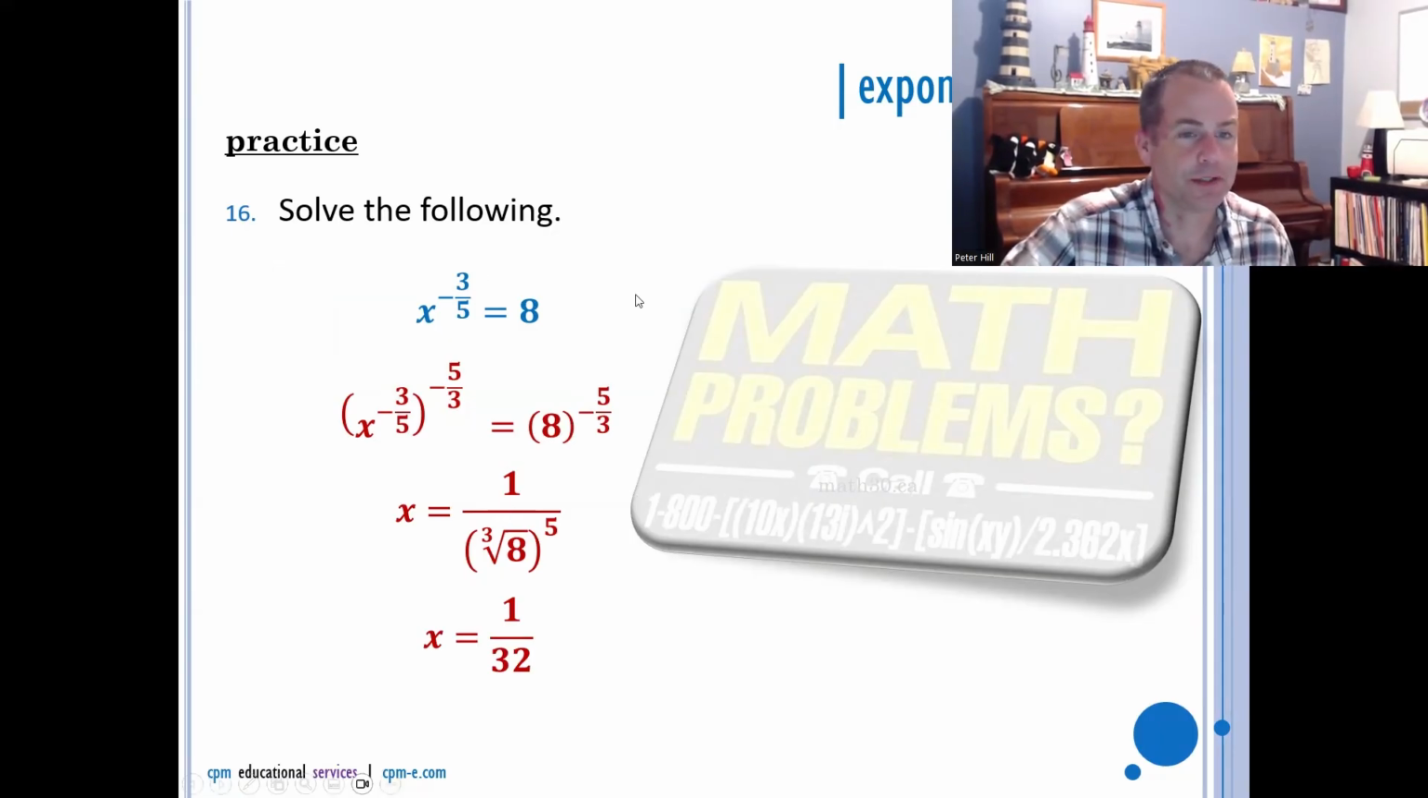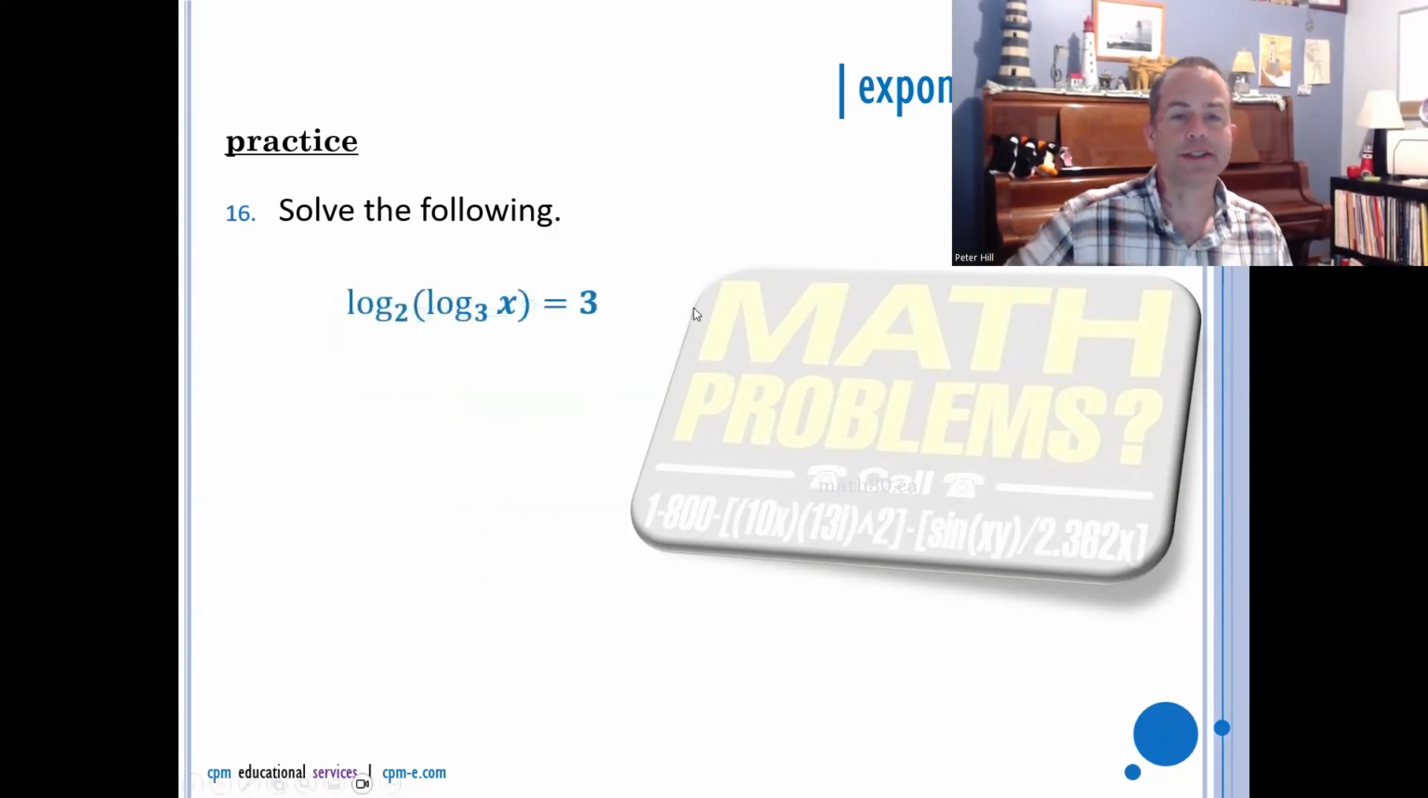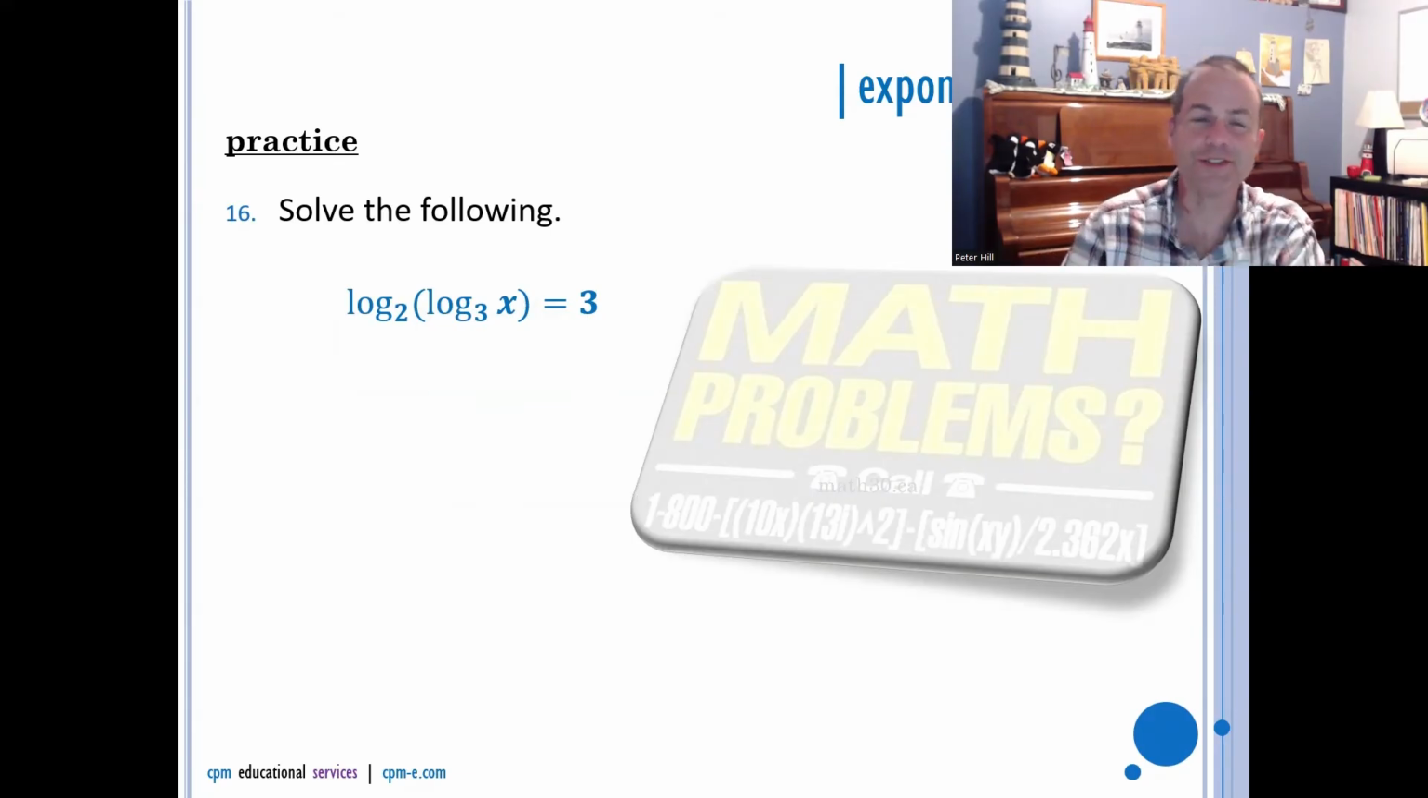Okay, good. Let's take a look at this guy then. Log base 2 of log base 3 of x equals 3. So essentially, forget about the fact that this says log base 3 of x for a second.